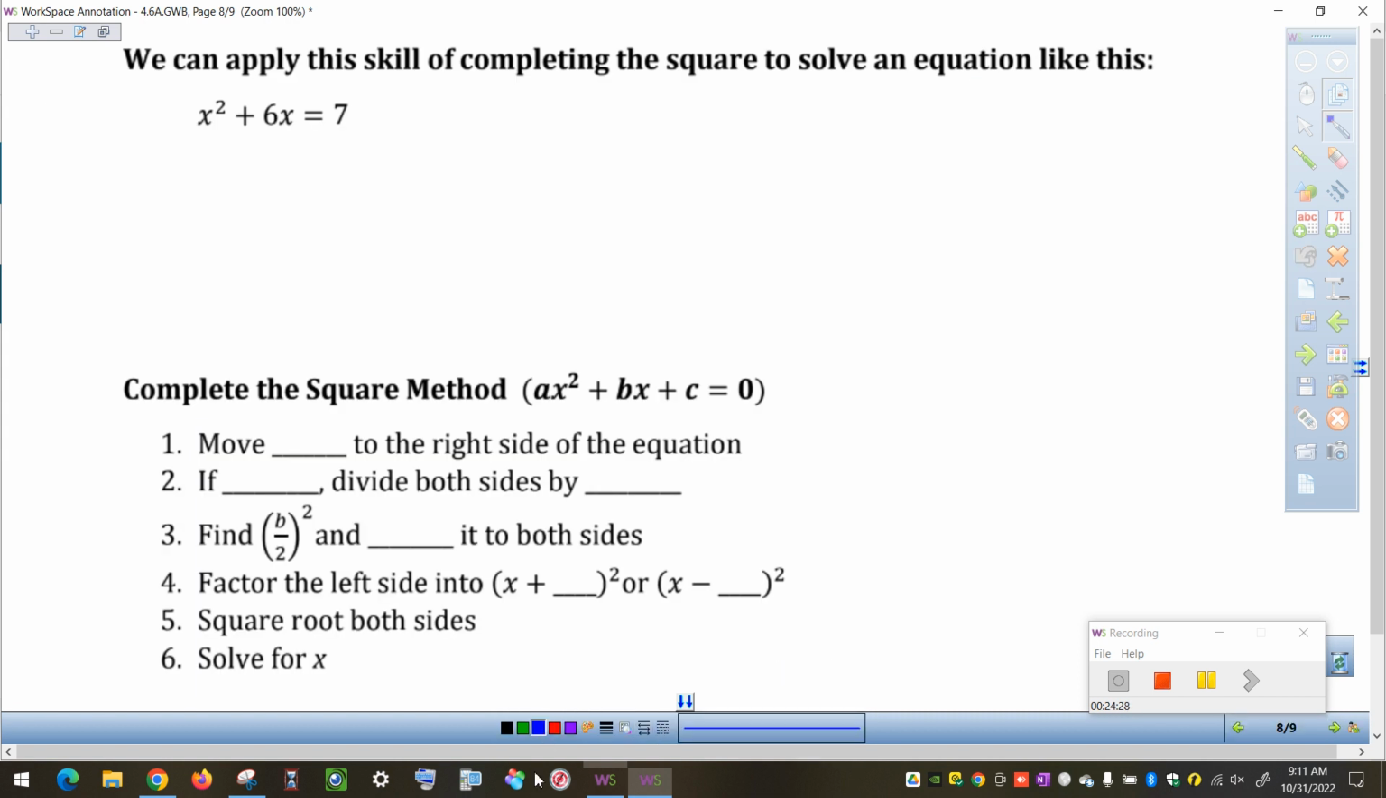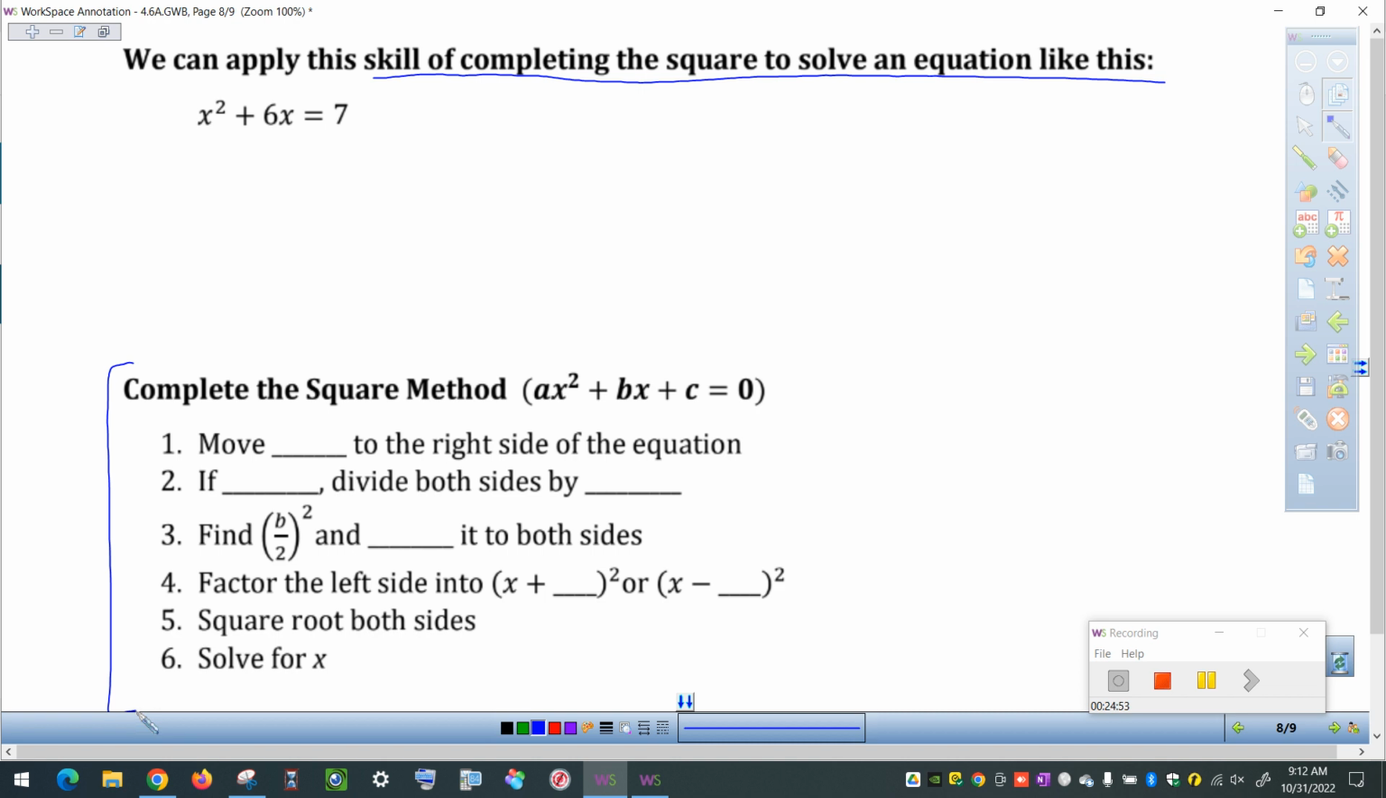All right, so now we're going to put all the pieces together. We're going to apply the skill of completing the square to solving an equation like this one. So let's look at what we have here at the start. We have x squared plus 6x equals 7 on the other side. We're going to take a look at a list of steps down here below as we apply them to the equation.